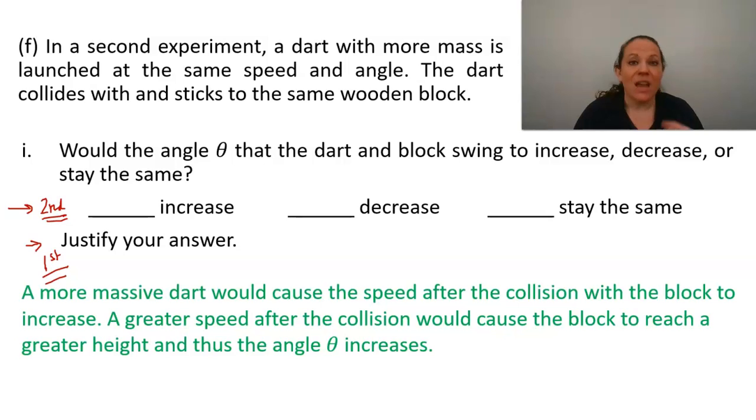So, a more massive dart would cause the speed after the collision with the block to increase. A greater speed after the collision would cause the block to reach a greater height, and thus the angle theta increases.